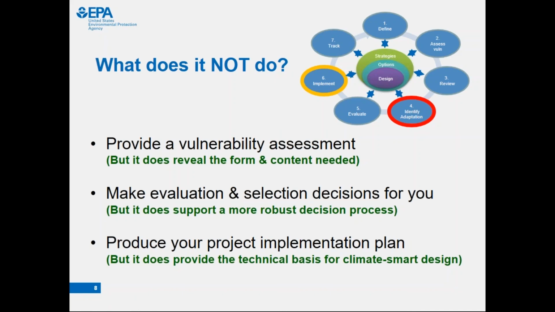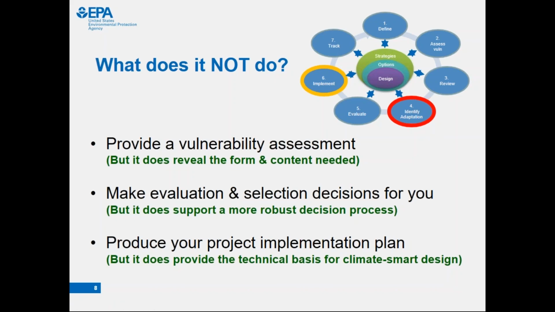It also doesn't make your evaluation and selection decisions. This tool does not make your decision for you, but it does support a more robust decision process by giving you a large list of options that are described in a climate smart way that can help you understand the potential each action might have to be effective or not be effective, given the effects of climate change and the potential for them to interact with each other. And we hope that this will allow this evaluation and selection step to be better informed. And it doesn't produce your implementation plan, but it certainly does, especially if you go into do a deeper cut, as we call it, of using the tool on the actions that you've selected. It does generate the technical basis for your implementation plan.